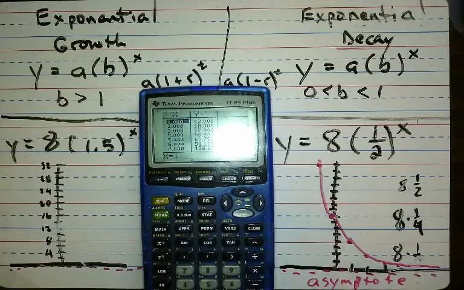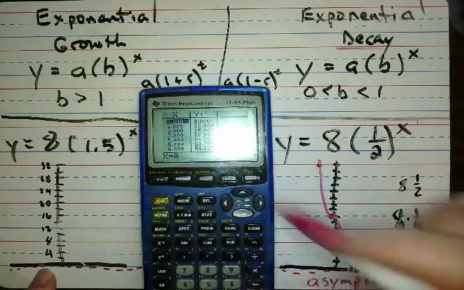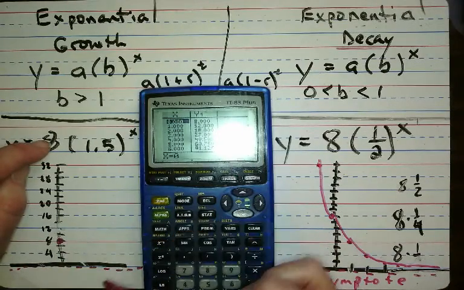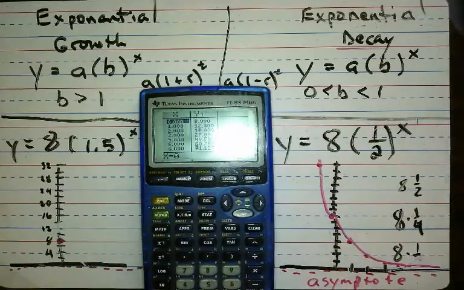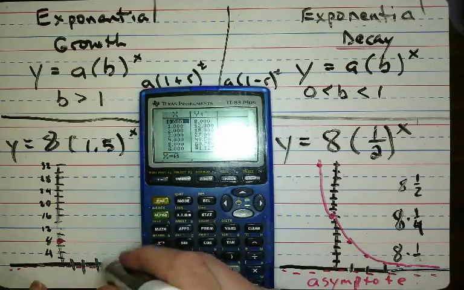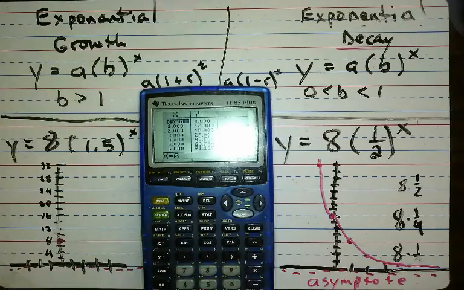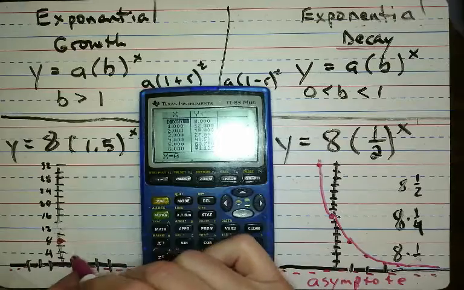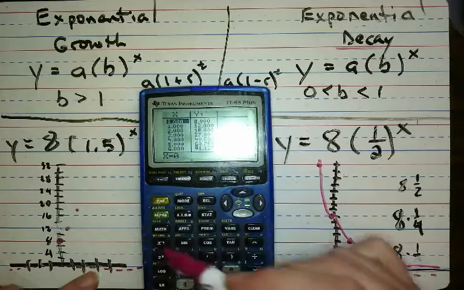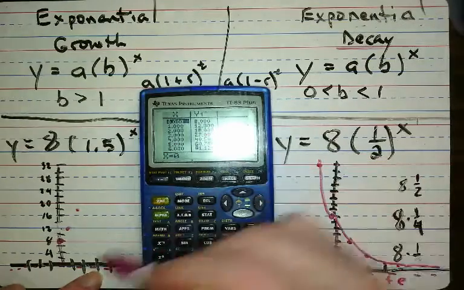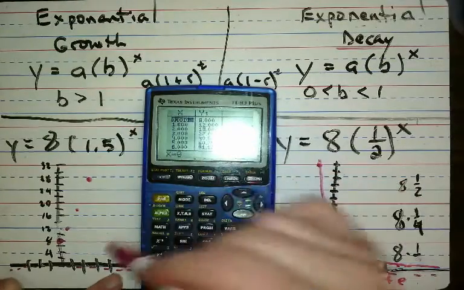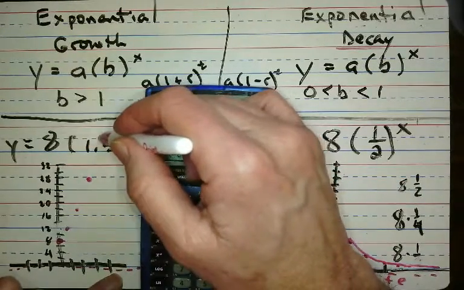Okay, so I have 0 is at 8, because remember, this is your starting point, so you always start at that starting point. When I go over 1, I am at 12, and then 2 is at 18, and then 3 is at 27, which is way up here, and then 4 is at 40, which should be way up here, right?